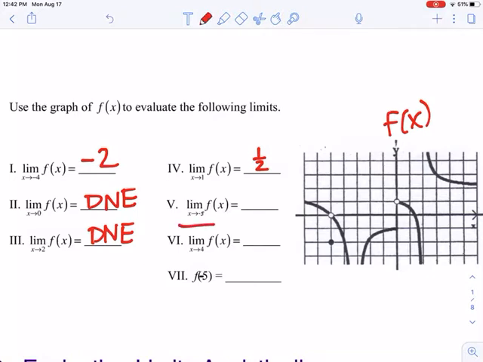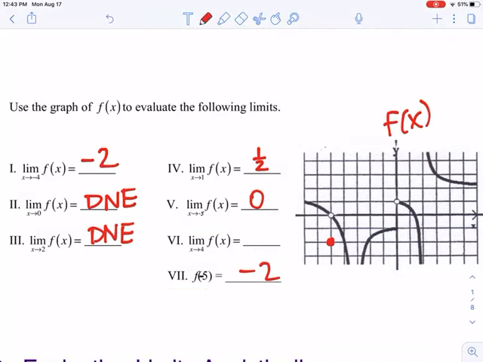Here we have x approaches -5. So 1, 2, 3, 4, 5. As x approaches -5, if we drive our car on the curve from right and left, we're approaching that hole, which is at 0. Now I'm going to jump down here to number 7. f of -5 would be where the coordinate is, which is right here at -2.